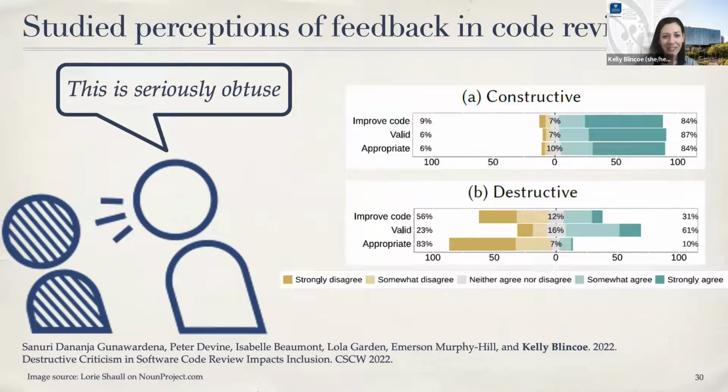I'll just share a few of my results here. These charts show the differences between constructive criticism and destructive criticism and the perceptions that the participants reported. We asked participants if they thought the feedback would improve their code, if the feedback was valid, and if the feedback was appropriate. You can see clear differences between the constructive criticism at the top and the destructive criticism at the bottom. The green indicates agreement. At the top, most participants agree that constructive criticism would help improve their code, it was valid, and it was appropriate. Whereas at the bottom, for destructive criticism, we see much more disagreement, the gold. Particularly, participants thought that the destructive criticism was inappropriate and that it wouldn't help improve their code, although they still, for the most part, believed the criticism was valid.